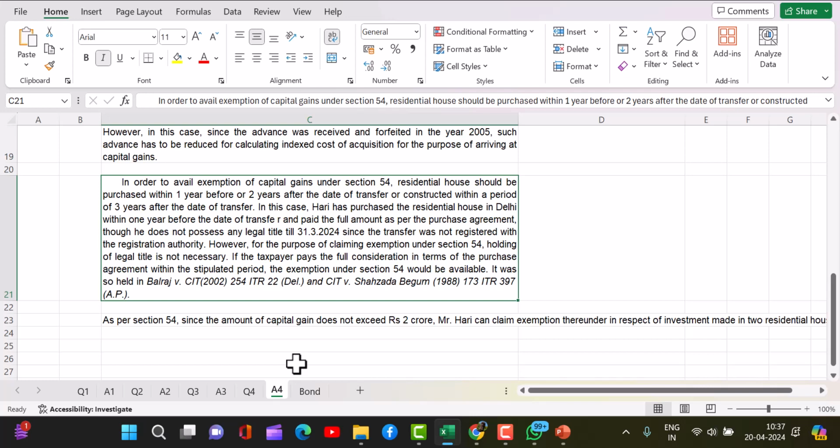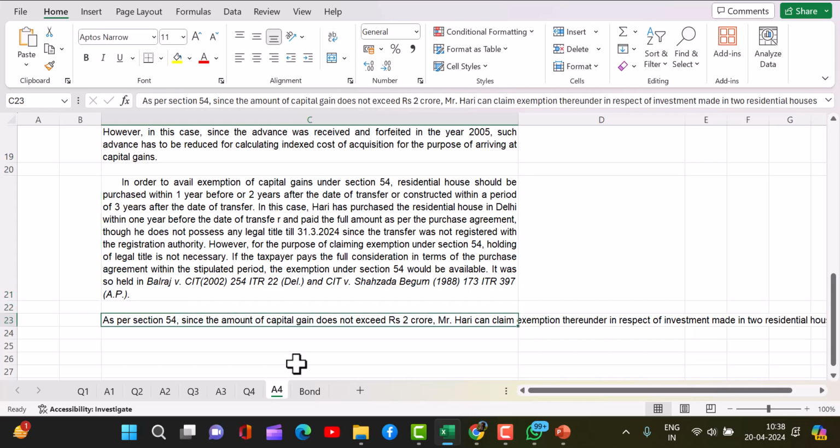Maybe Balraj was a person who contested because the property was still not registered, since the purchase agreement had not been registered. So he wanted to avoid a tax liability, whereas the court held that, no, you have to pay tax. For the purpose of paying taxes, the title is not very important. Since you have paid the full amount and have just delayed the registration of your title deed, it doesn't mean you can delay the tax by that amount.